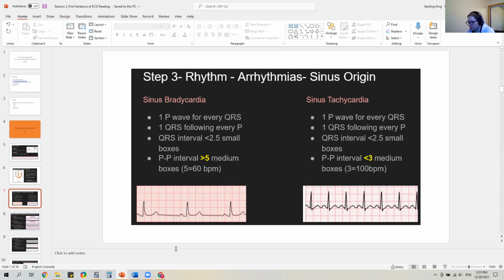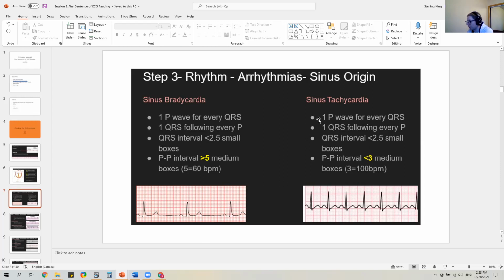It's less than 2.5 small boxes, or somewhere around there. And generally I just kind of look at it, and if it looks nice and pointy and it doesn't look really wide, it's normal. And so usually I just use R to R interval.